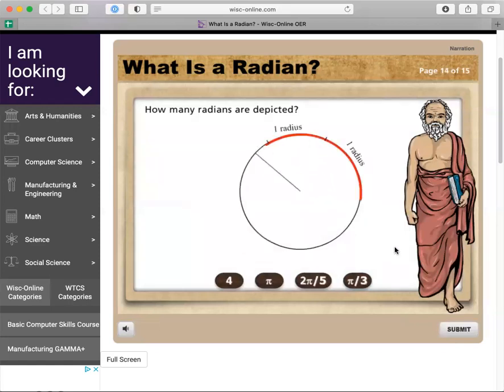And then the last question is showing how many radians are depicted. And remember, every time we go around this portion of the circumference equal to 1 radius, we have rotated 1 radian. So up to here would be 1 radian, this would be 2 radians, this would be 3 radians, and this would be 4 radians. Since the piece on the circumference that we're going around has a length of 4 times the radius, the angle that we're going across here, the amount of rotation, is going to be 4 radians. These other answers don't make sense. 4 radians.